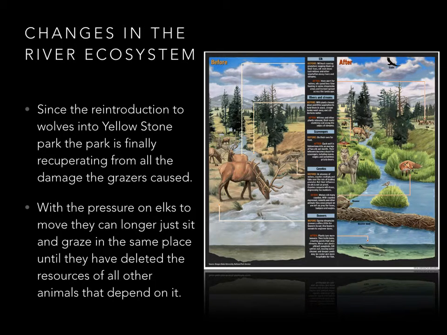Since the reintroduction of wolves into Yellowstone Park, the park is finally recuperating from all the damage the grazers caused. With the pressure on elk, they move. They can no longer just sit in one area. They have to constantly move because they know that the predator is after them.